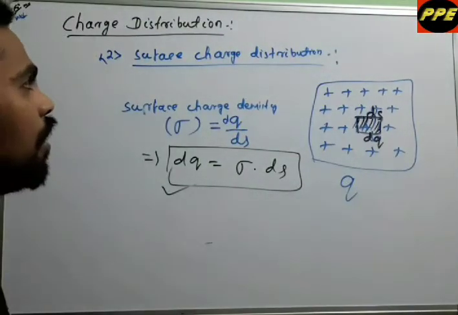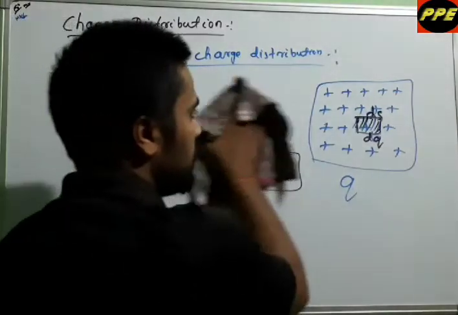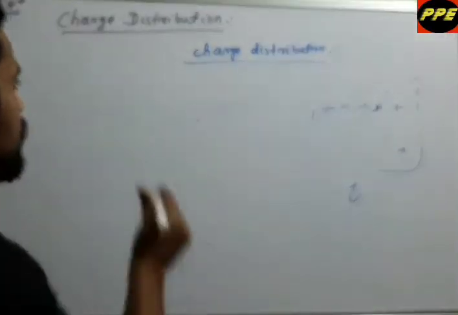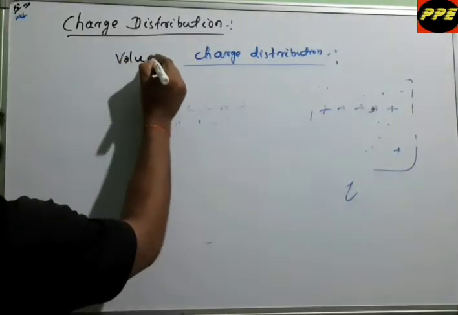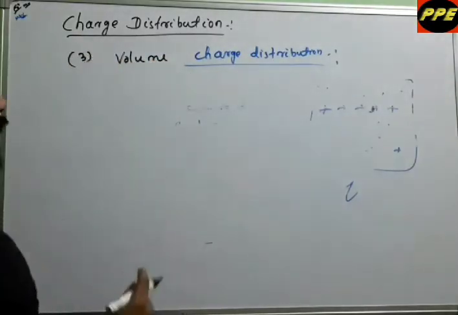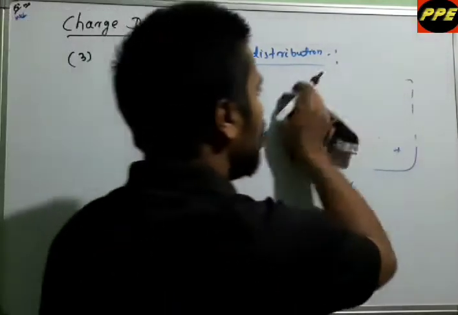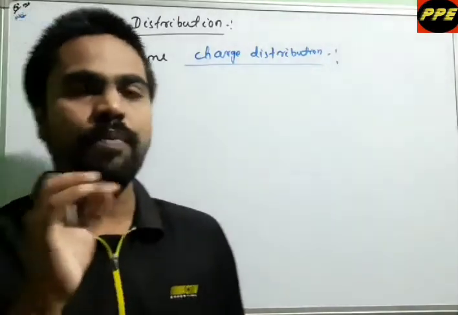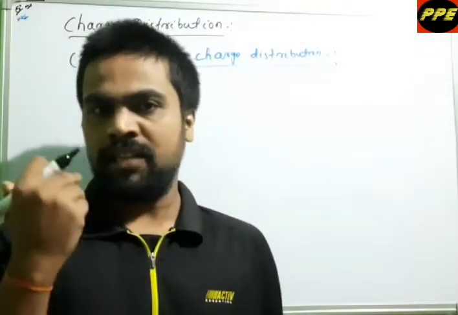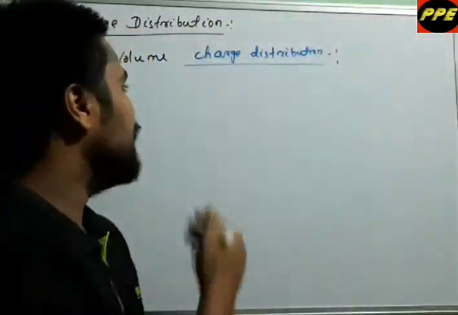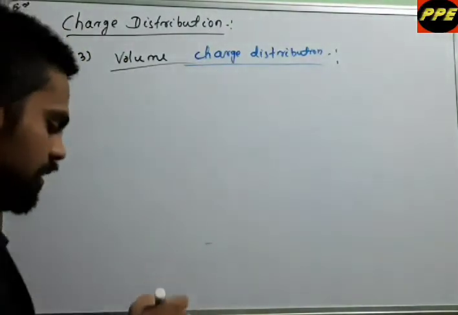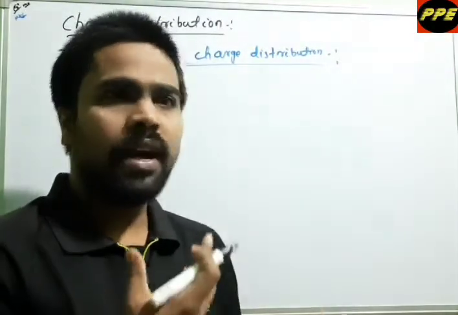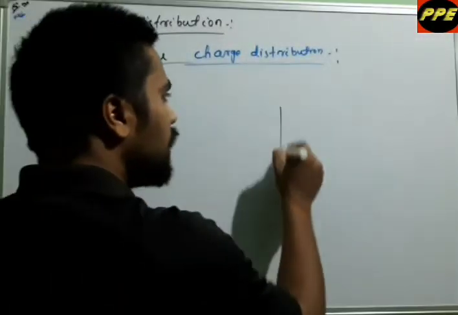Now we'll go to volume charge distribution. Another thing is volume charge. Third charge distribution is volume charge distribution. Just see, volume charge means a three-dimensional object. You have to remember, surface charge means a two-dimensional object, line charge means one dimension, and volume means a three-dimensional object. I can take a sphere or a cube like this. So I will take a cube like this.